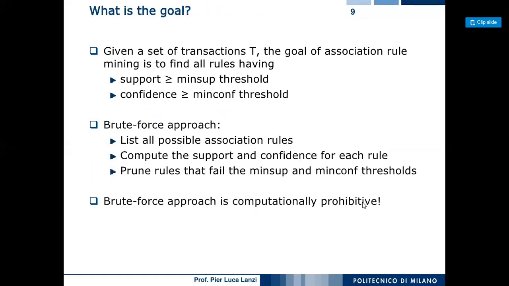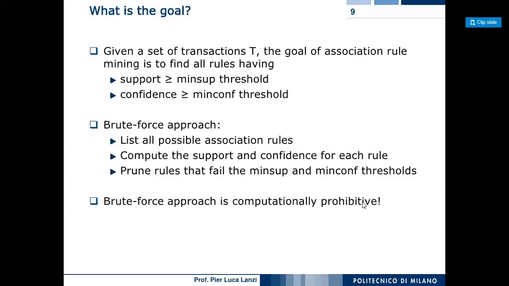Given a set of transactions, the goal of association rule mining is to find all the rules which have support greater than the minimum support threshold and confidence greater than the minimum confidence threshold. So in association rule mining, we find the item sets which have support and confidence greater than the minimum support threshold and minimum confidence threshold.